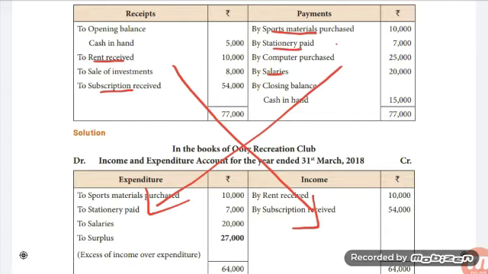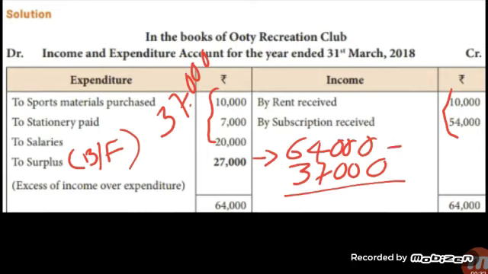What is the next item? Closing balance of cash in hand. Okay. You need not take closing balance in income and expenditure account. Okay children, now we have recorded all income on the credit side and all expenditure on the debit side of income and expenditure account. Now balance the account.